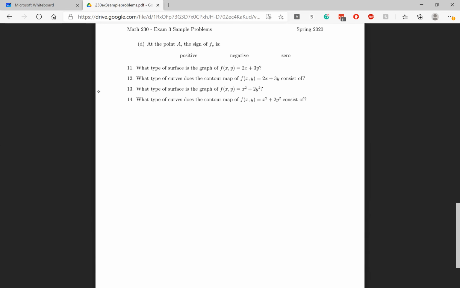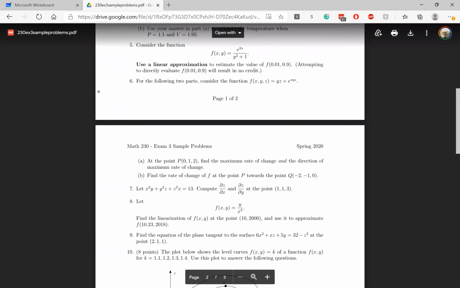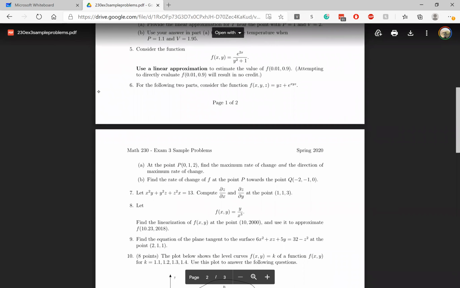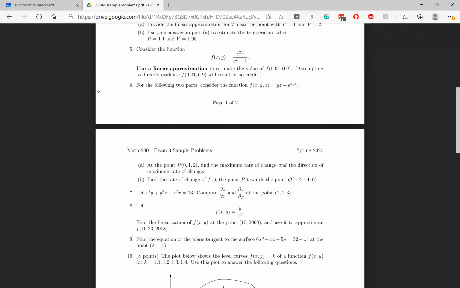Okay, so that's the end of this test. I'm going to post this now. If you have any questions about any of these questions or about the test in general, please let me know. Again, implicit differentiation will not appear, so don't worry too much about that. But the other things might appear. So if you have any questions about it, let me know.